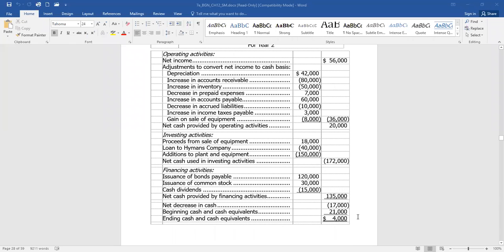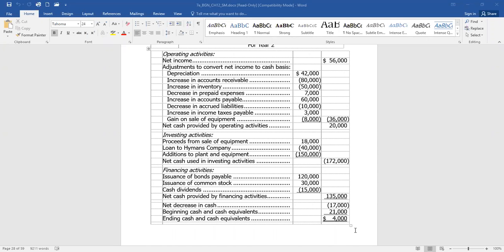Well, let's see if we're right. Cash started the beginning of year 2 at $21,000. If it decreased by $17,000 during the year, then the end of year 2 should have a balance of $4,000 on the balance sheet, and it does. So that is how we prepare a statement of cash flow and the steps we take to complete that process. So I know this is a more involved area, and you have to really stop and think about it and put your analytical hat on and think about what's happening here.